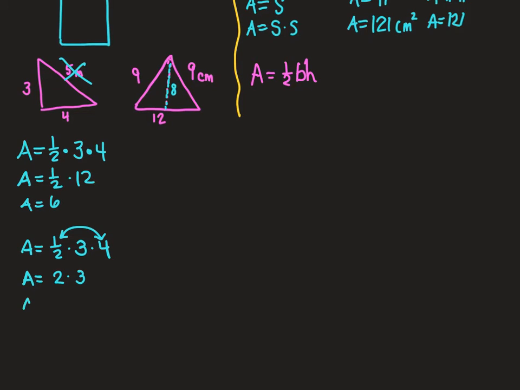Rewrite the 3. 2 times 3 is 6. Both ways I get 6. Let me recap that again. This option up here is you're going to multiply first, then cut it in half. This option down here, you're going to cut something in half, then you're going to multiply. Either way, it's okay, whichever one you like better.